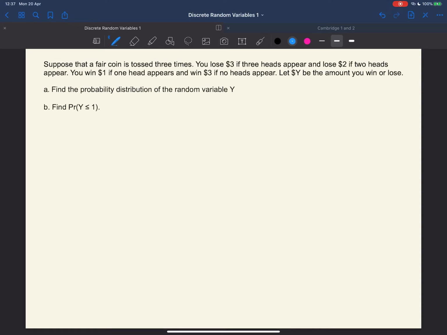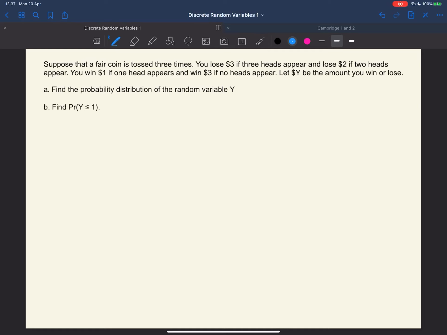Suppose that a fair coin is tossed 3 times. You lose $3 if 3 heads appear, and lose $2 if 2 heads appear. You win $1 if 1 head appears, and win $3 if no heads appear. Let Y dollars be the amount you win or lose.